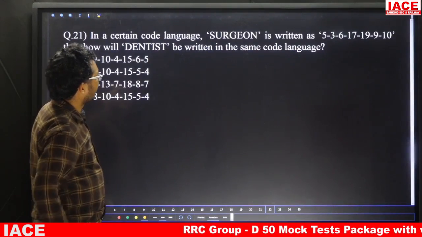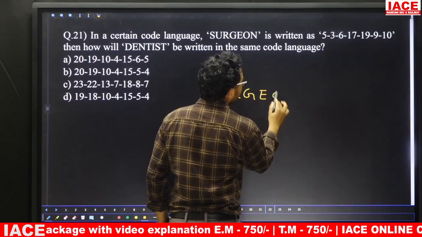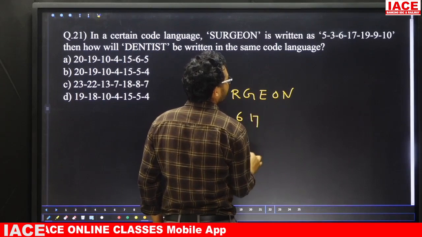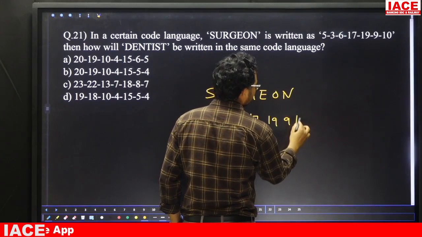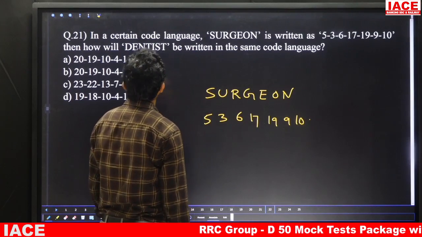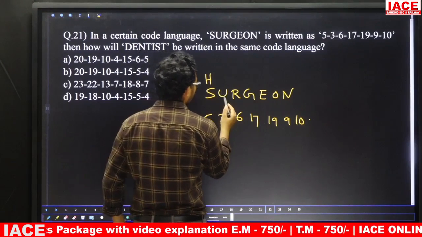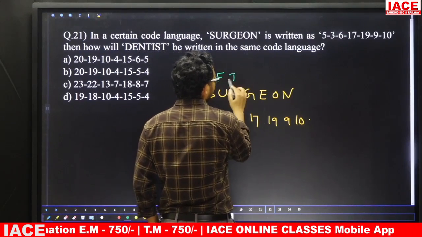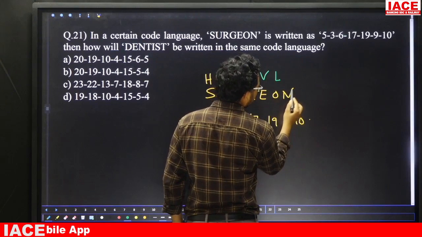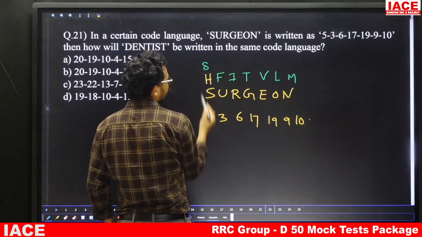In a certain code language, SURGEON is written as 5, 3, 6, 17, 19, 9, 10. How? Friends, if you observe here, S's opposite is H. Next, U's opposite is F, R's opposite is I, G's opposite is T, E's opposite is V, O's opposite is L, N's opposite is M.